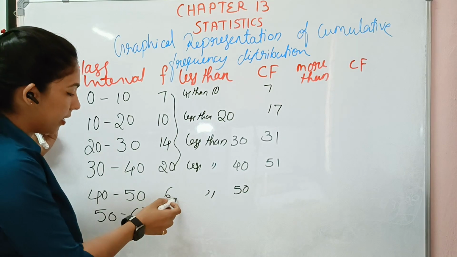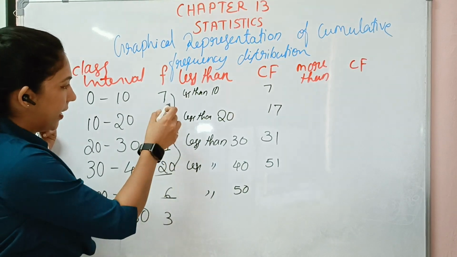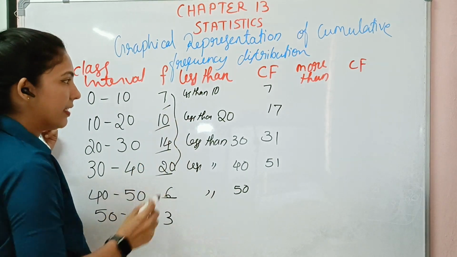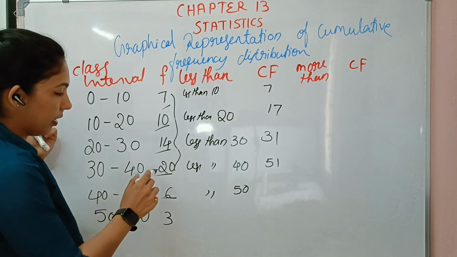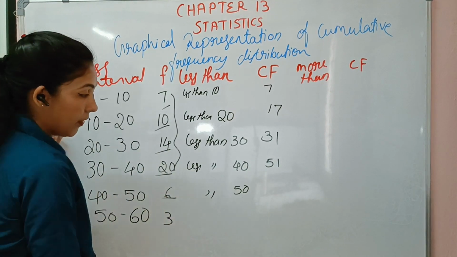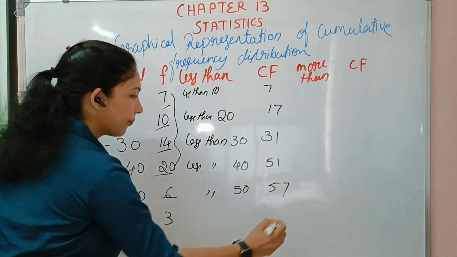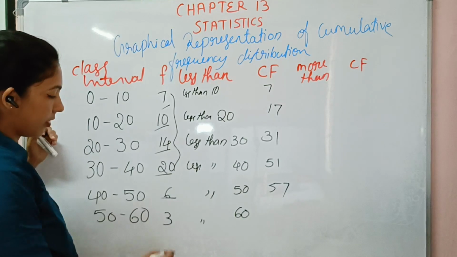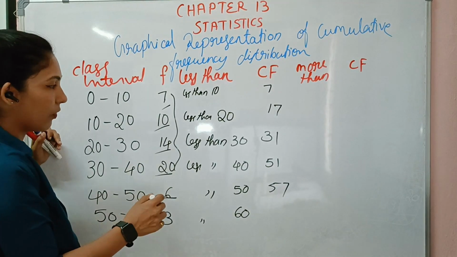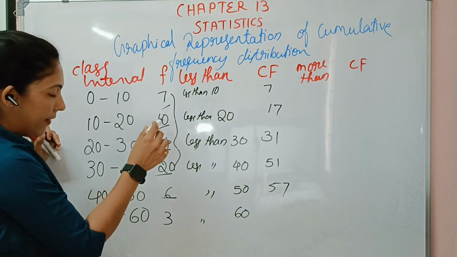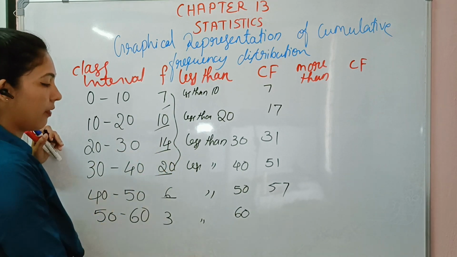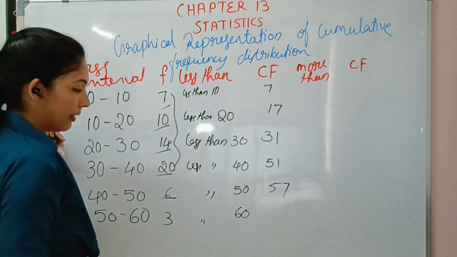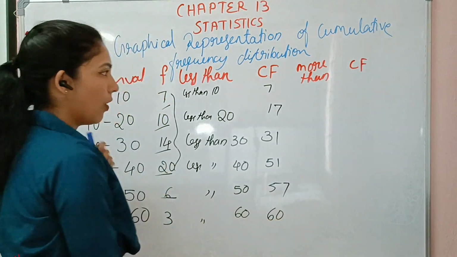Less than 50 should be considered. How many frequencies are there? 6, 20, 14, 10, 7. By adding all these numbers, we get 10 plus 7, 17, 17 plus 14, 31, 31 plus 20, 51, 51 plus 6, 57. Then finally, less than 60. Adding all these numbers, what do we get? 7 plus 10, 17, 17 plus 14, 31, 31 plus 20, 51, 51 plus 6, 57, 57 plus 3, 60.